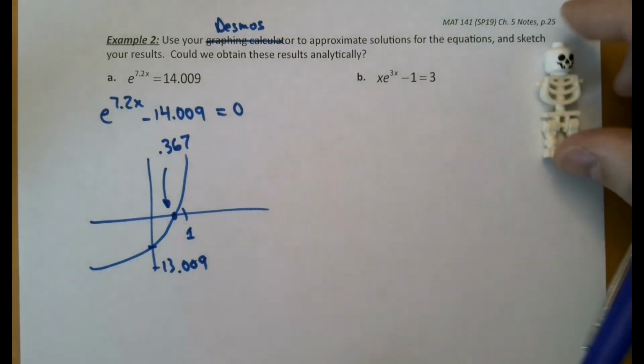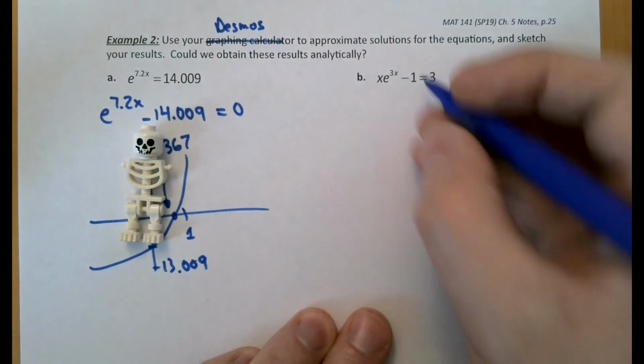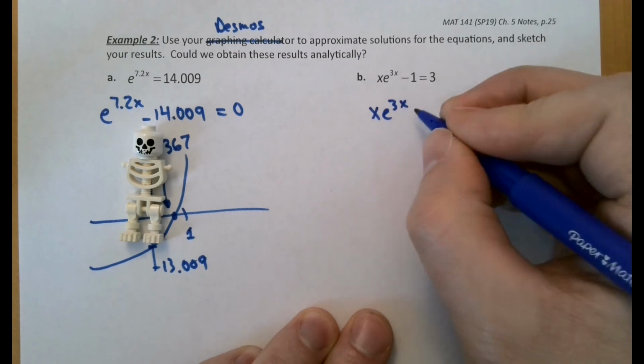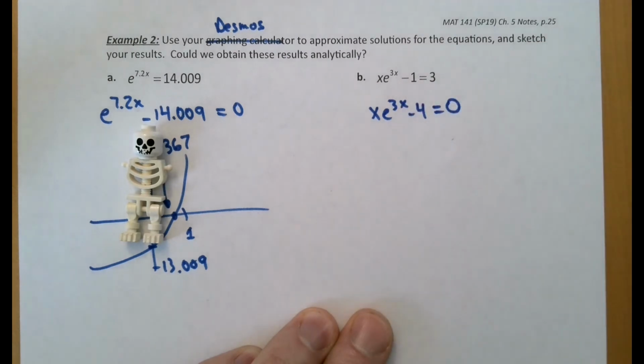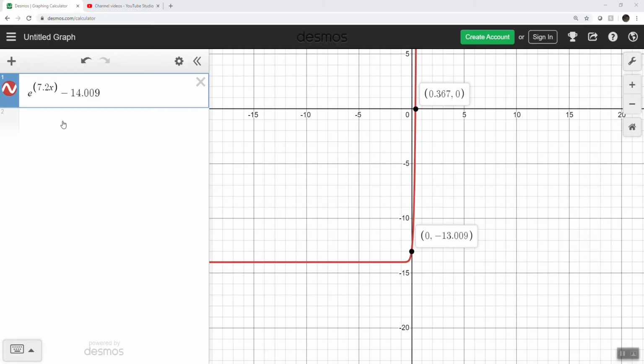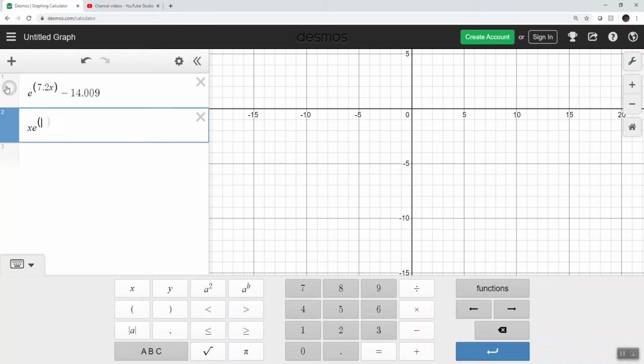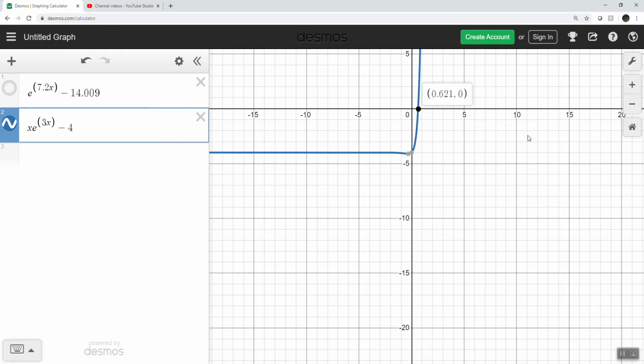All right, we'll do the same thing on the next one. I'm going to subtract the 3 from both sides, so I'll have x e to the 3x minus 4 equals 0. And let's smash that into Desmos. So it was x e to the, again, we need parentheses around that 3x, and minus 4. And all we have to do is find that x-intercept. There is only 1.621. Let's draw that graph.